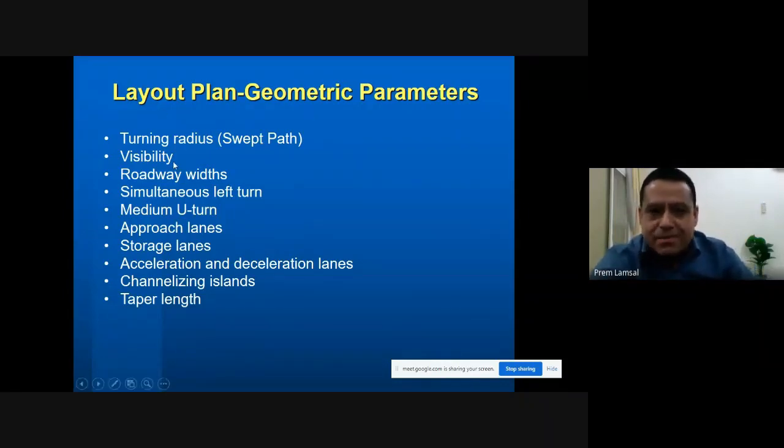And the next criterion is visibility. I believe we all know the importance of visibility in intersection design, because we need to see each other; these are the points of conflict, and unless we see other vehicles or pedestrians or cyclists, it will be a disaster. So visibility is very important in intersections. And roadway width, and whether we need a simultaneous left turn or not. In the case of Nepal, it is simultaneous right turn. Whether you need the median U-turn or not, what are the approach lanes, storage lanes, acceleration and deceleration lanes, channelizing island, taper lane. All these are the geometric parameters which we normally consider to decide the layout of an intersection.